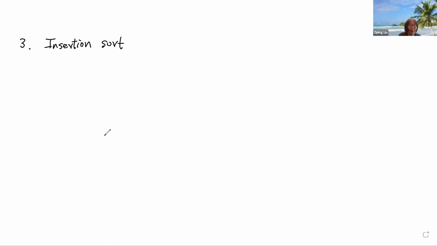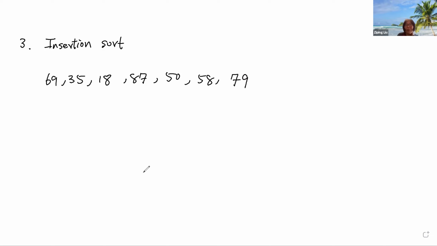Insertion sort, okay. Let's take a look at the same example. So we have 69, then we have 35, and we have 18, 87, 50, 58, 79. Okay, so what does insertion sort mean?